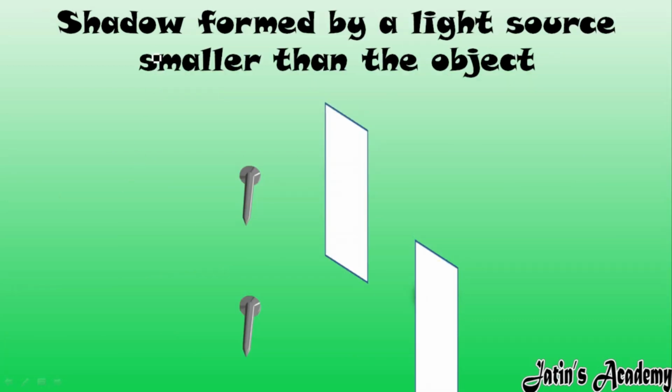Next topic is the shadow formed by a light source smaller than the object. If we take a smaller light source and a larger object, what is going to happen in this case? See carefully.